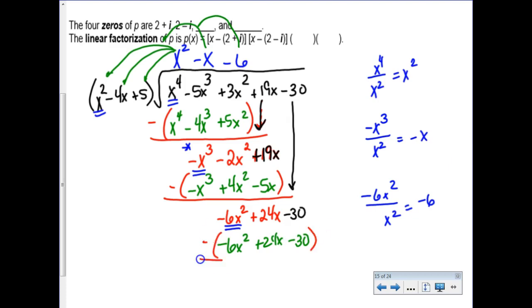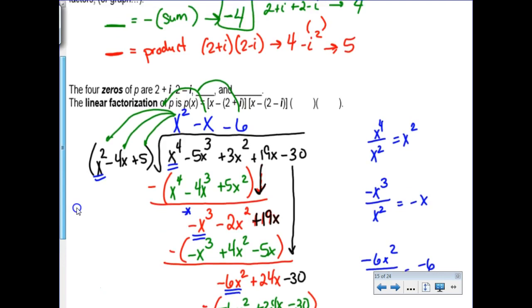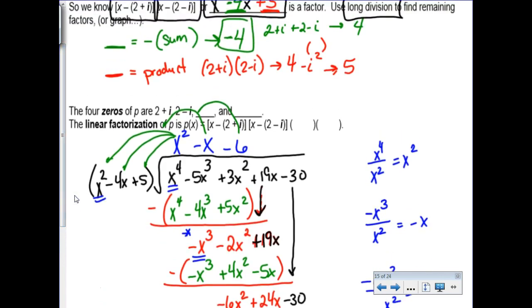Y'all just breathed a sigh of relief because you noticed your remainder was 0. Good news. We're almost done, but not quite. Because that thing up top, that blue x squared minus x minus 6, is the remaining factor, which you can factor. So, how are you going to factor x squared minus x minus 6? Very easily, Mrs. Abruzzo. That's an x minus 3 and an x plus 2.